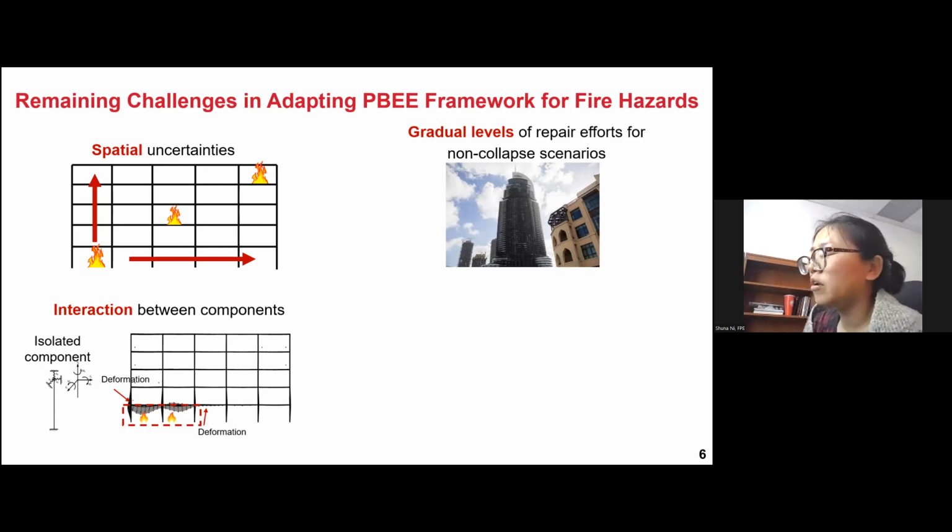Another thing is that when a building is under fire, in a lot of studies they only study one component. For example, this is a column and this is a beam, and they usually just study the response of one column or one beam, as individual isolated structural components. But in reality, each structural component in a building interacts with the others. So how to consider the interaction between components is very important when we try to quantify the fire damage of a building in a fire.